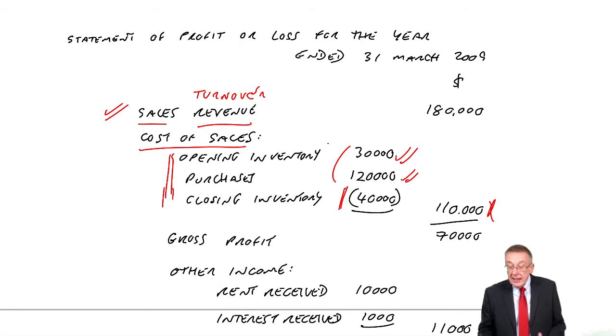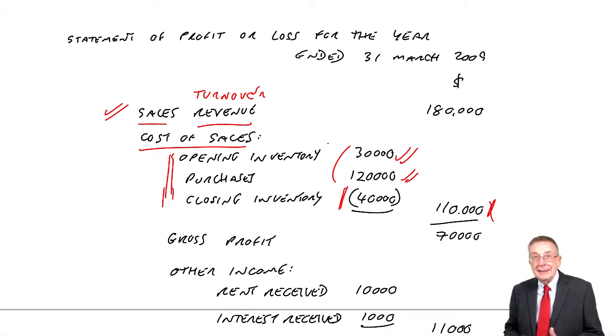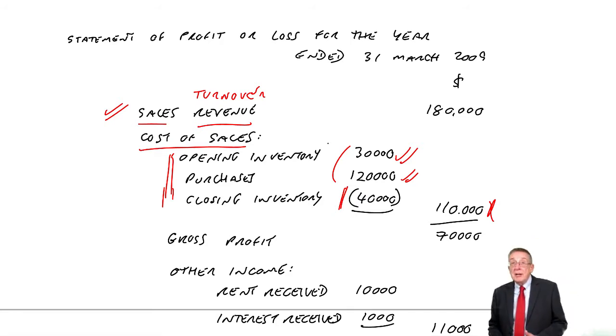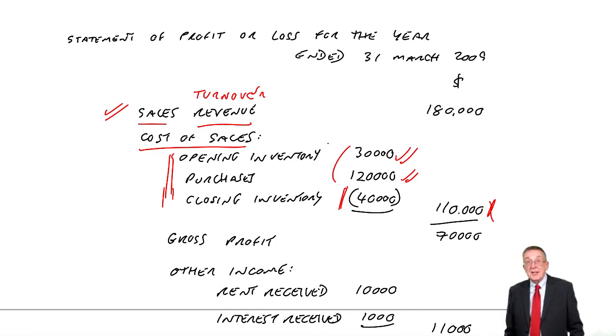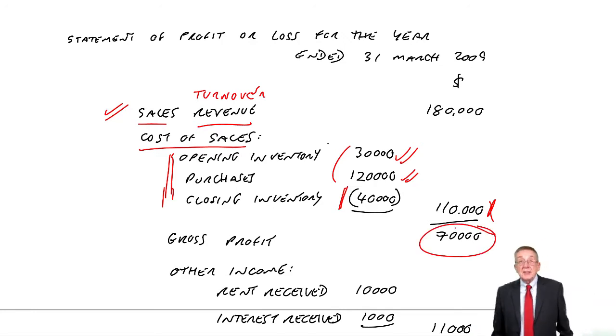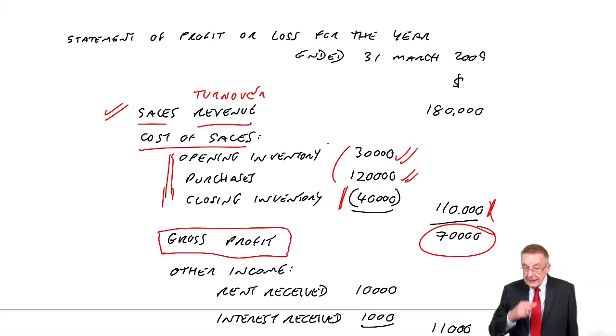So opening inventory is what you had at the start of the year. Add on what you buy during the year. So the total now, 150, is what you're hoping to sell. But take out any that are still left at the end of the year, the closing inventory, because they weren't sold. Only the remainder, 110, were sold. So 180 is what we sold, 110 is the cost of what we sold. That leaves us a profit so far of 70, and we call that the gross profit.